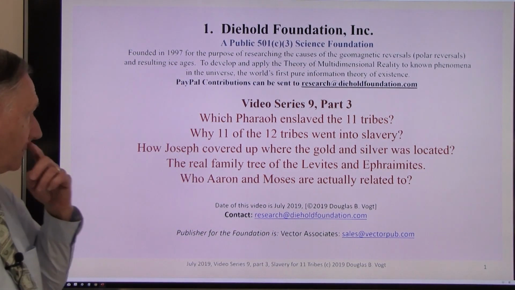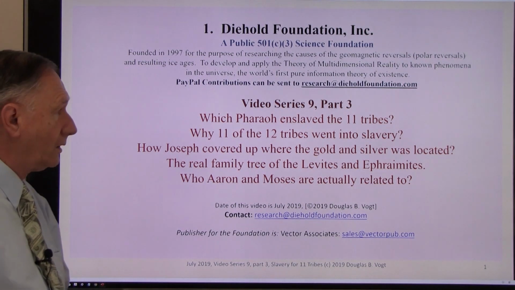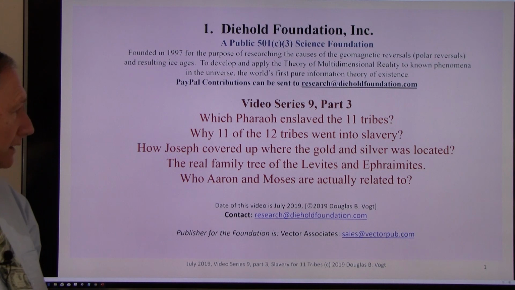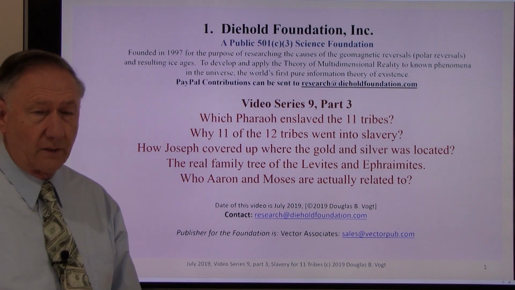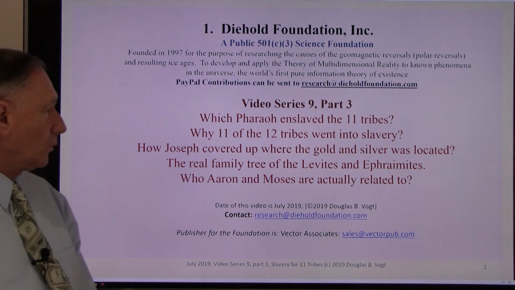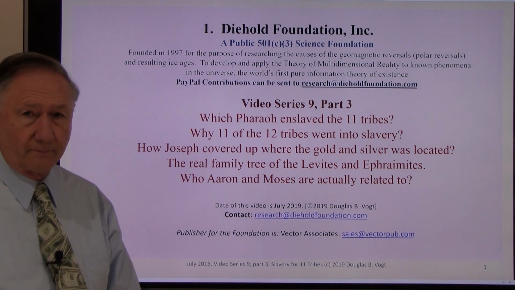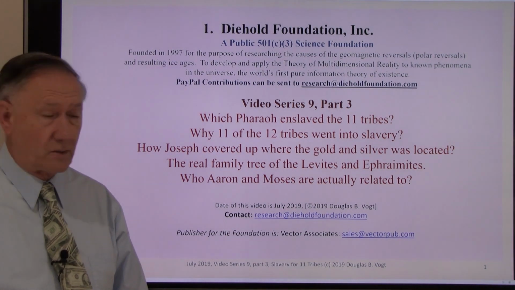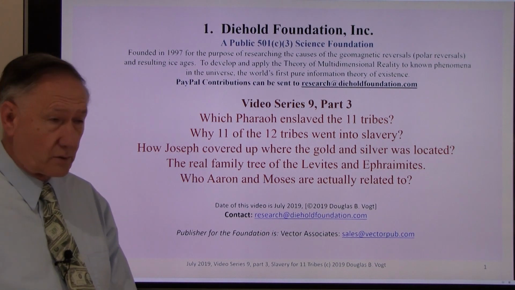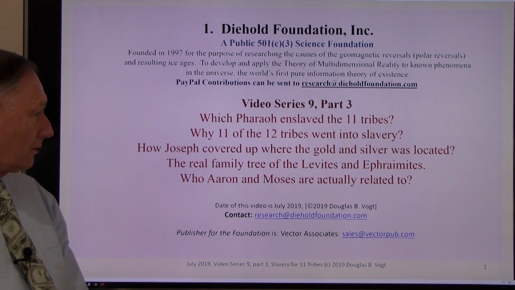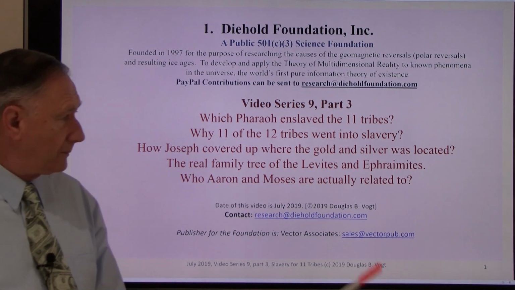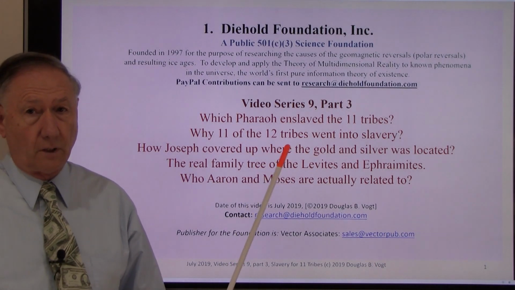So this video is going to handle which Pharaoh was the one who enslaved 11 of the 12 tribes, why 11 of the 12 tribes went into slavery. It's what Joseph had done. How Joseph covered up where he put the gold and silver, the final location, which was, of course, Mount Sinai, the cave, the real family tree of the Levites and the Ephraimites, and who Aaron and Moses are actually related to.